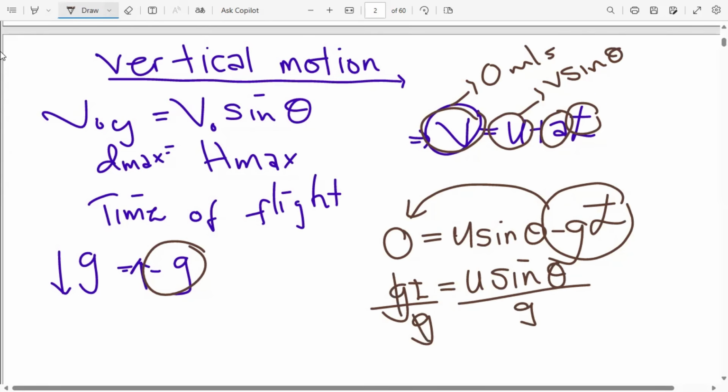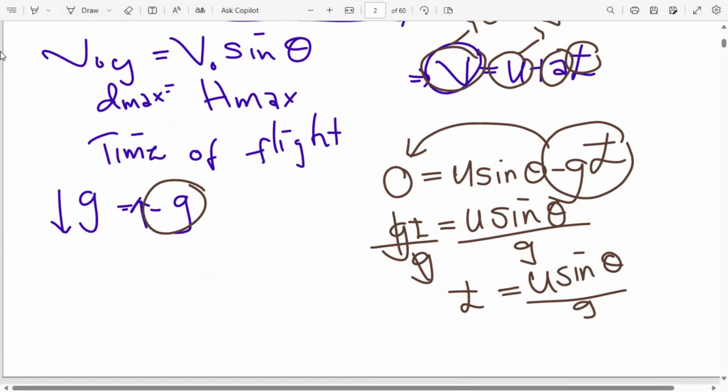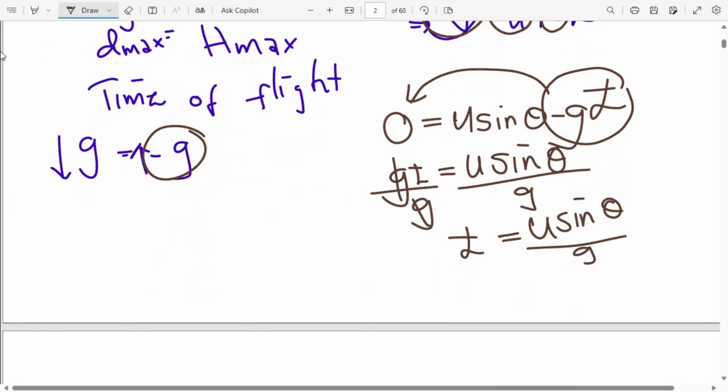g and g will cancel out, hence my time of flight will be equal to u sine theta divided by gravity. And this is the equation that we're going to use to calculate the time of flight.